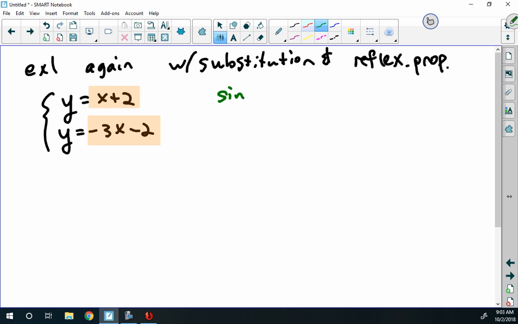Since Y equals Y, X plus 2 equals negative 3X minus 2. Oh, I never thought about it that way. The reflexive property actually has some meaning to it. It's not just something stupid that says something equals itself. There's a meaning to it.